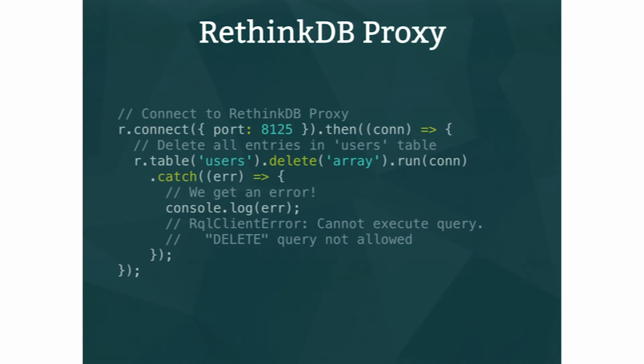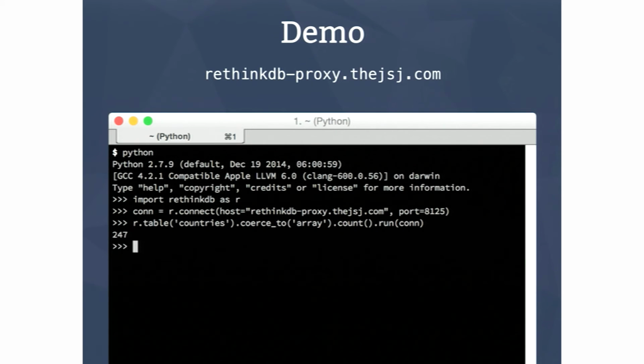So if we, for example, wanted to delete all entries in that table, what would happen is we would get an error, right? Why? Because RethinkDB Proxy read through that query and it said, oh, wait, actually there's a delete term here and you can't delete, so we're just going to throw back an error. That query never got to the server. So let's look at a demo.